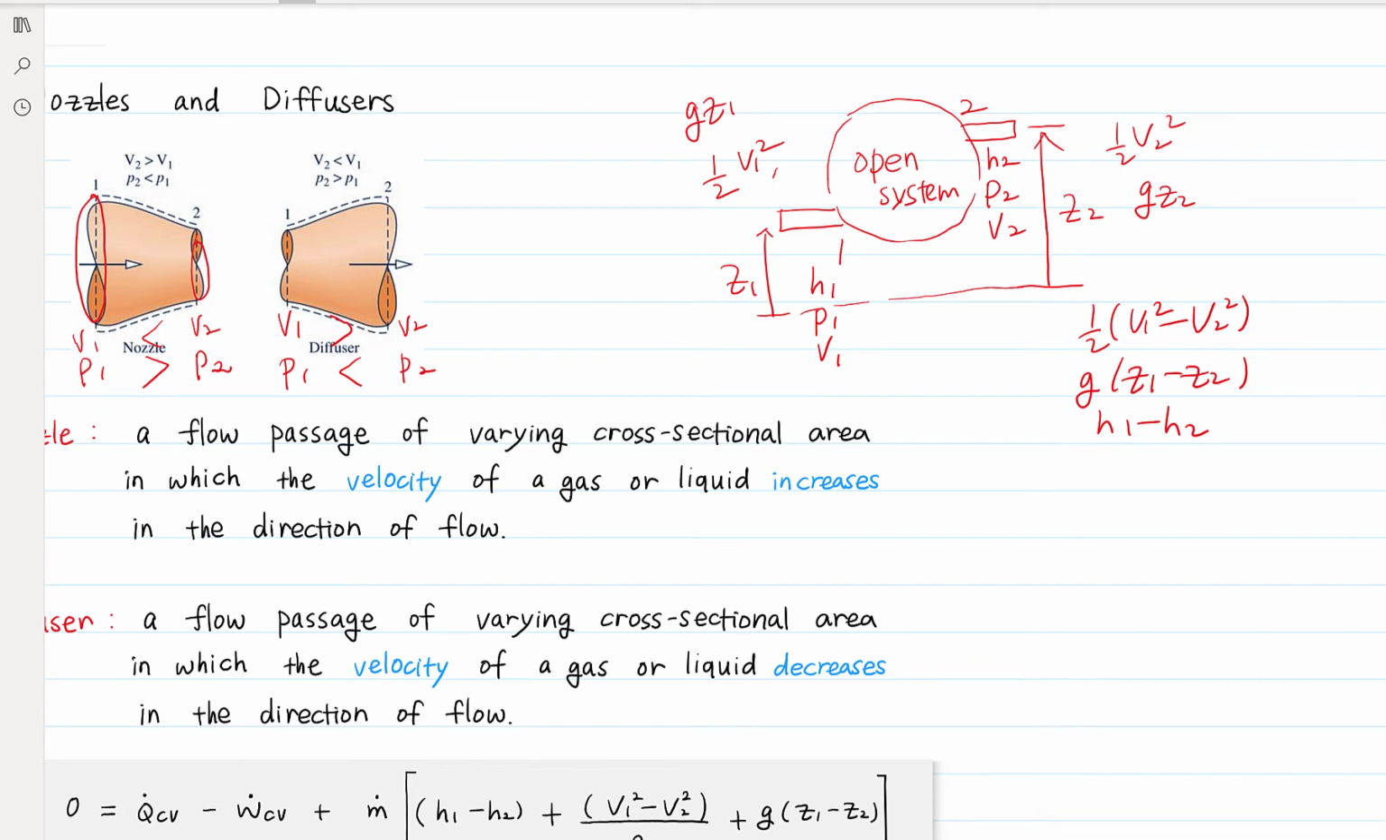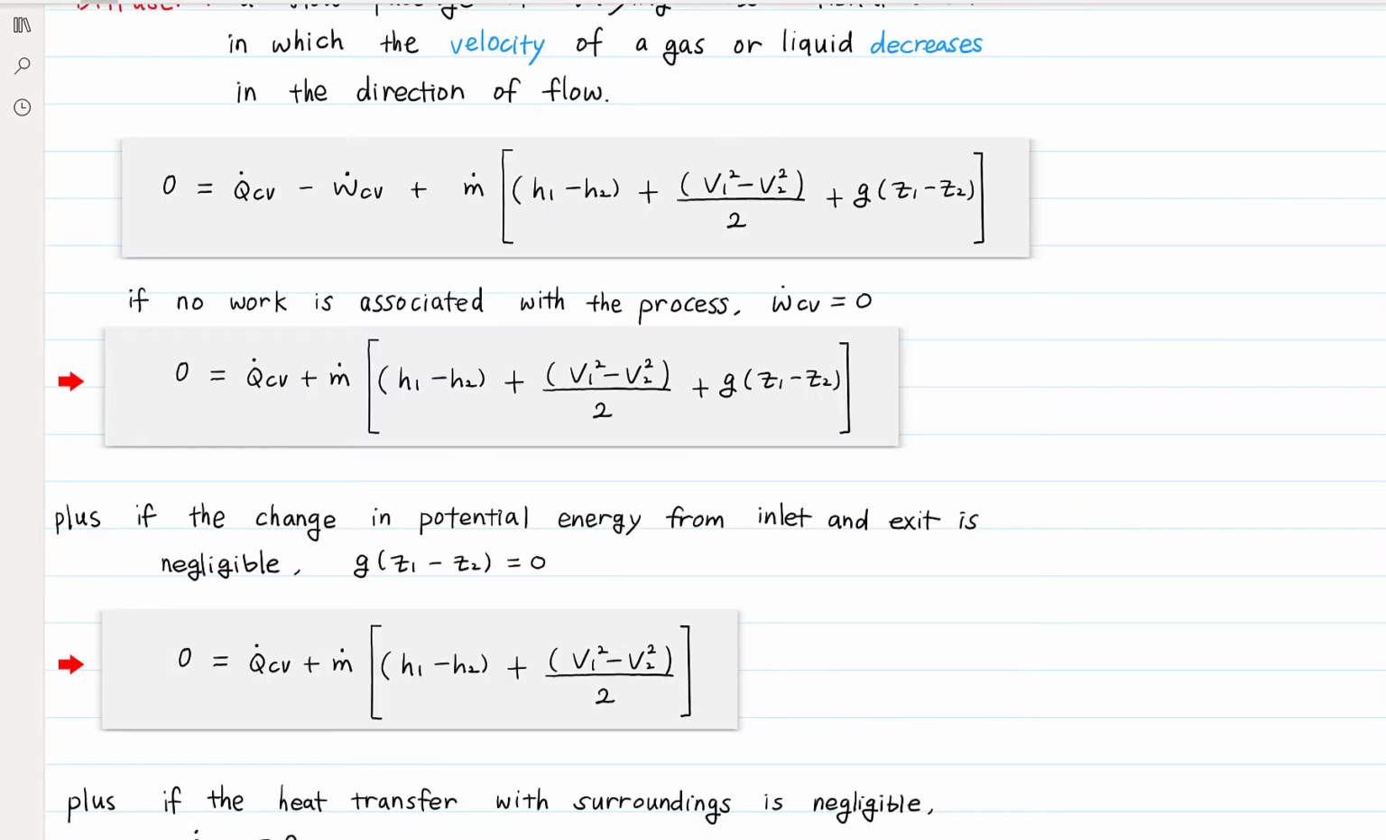So we can take the energy balance on the device based on this idea. The analysis of nozzles and diffusers is quite similar. The first law of thermodynamics for an open system may be expressed as this. So this is the general form of the energy balance equation. The equation is expressed in a rate form. It includes different forms of energy: heat, work, enthalpy, kinetic energy, potential energy.